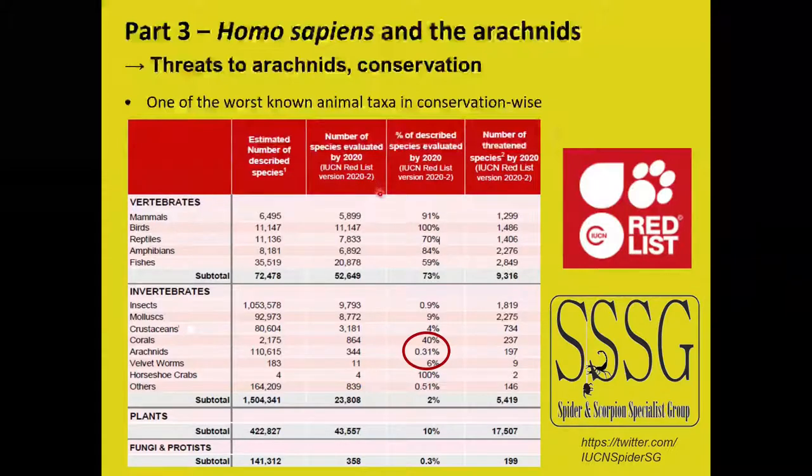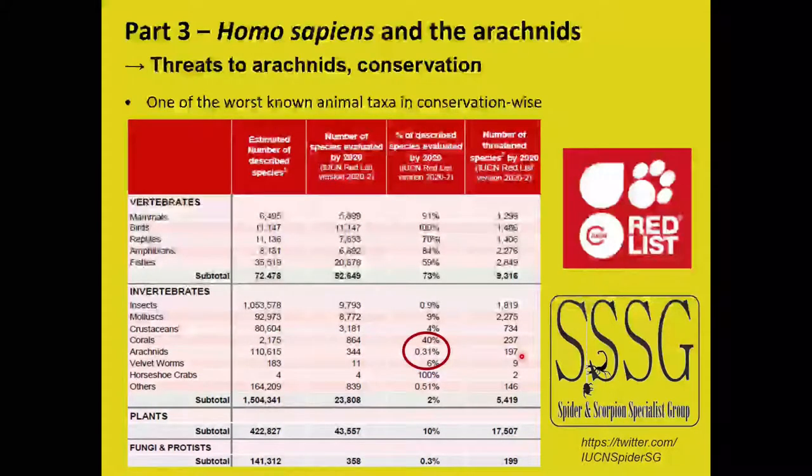out of every living organism, arachnids are the most poorly known in conservation. Less than 0.5% of species have been evaluated by the IUCN. So basically, we don't know anything about their conservation. Only about 200 species have a special status. Even insects, less than 1%.